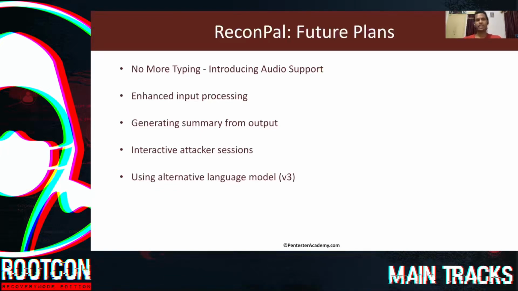The fourth one is an interactive attacker session. Currently we have seen that we can attack various machines, but we cannot get an interactive session back. With an interactive session, we'll be able to compromise a machine and then we'll get a URL. When we access that URL, we'll get a session on the target machine. So that is our plan for V2.